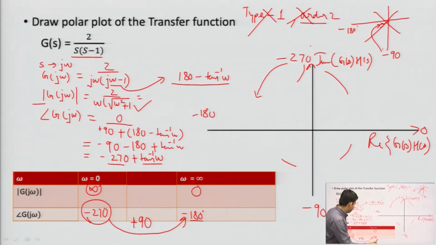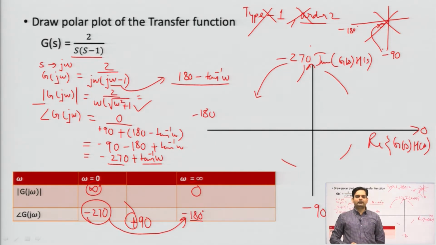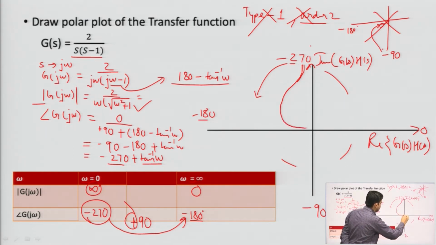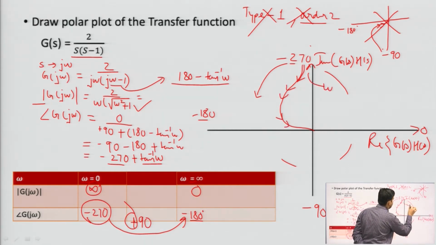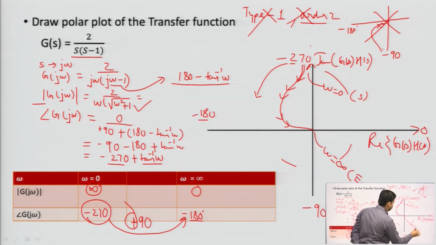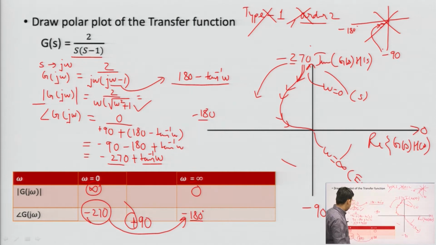Which path do we have to choose? Depending on this sign. Okay. If it is plus, it means we need to move in clockwise direction, sorry, anti-clockwise direction. So, from anti-clockwise movement, I can directly reach from minus 270 to minus 180. So, I start from here, my magnitude is infinity and I need to terminate at minus 180. Okay. So, this is the polar plot for this transfer function. Here omega is 0, my starting point, here my omega is infinity, my end point. Okay. I hope this concept would be clear to you.